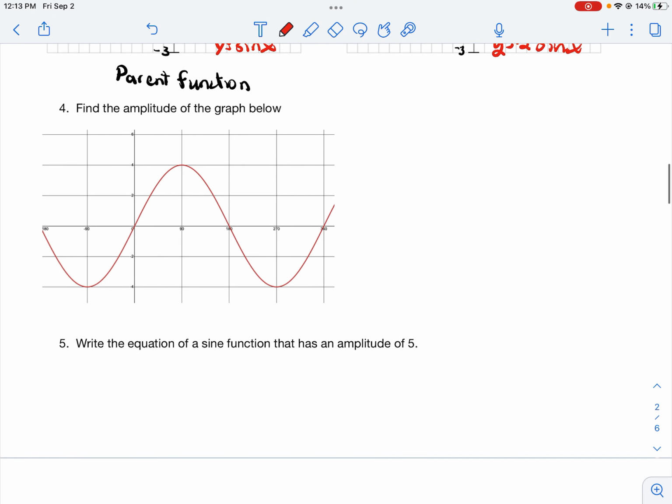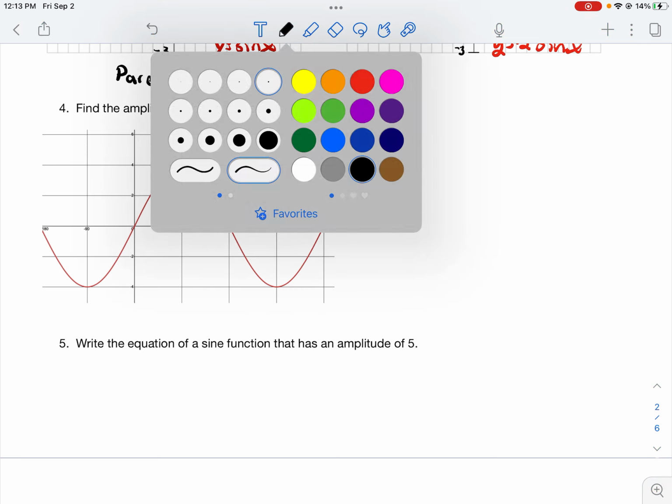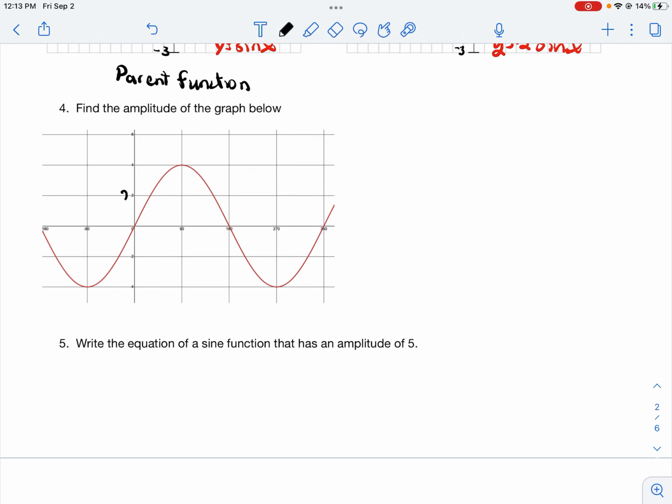Okay, now I'm going to go the other direction. We're going to find the amplitude of this graph. I know it's kind of hard to read, so I'm going to rewrite this. This line is 2, this is 4, this is 6, and these are 90 degrees, 180 degrees, 270 degrees, and 360 degrees.